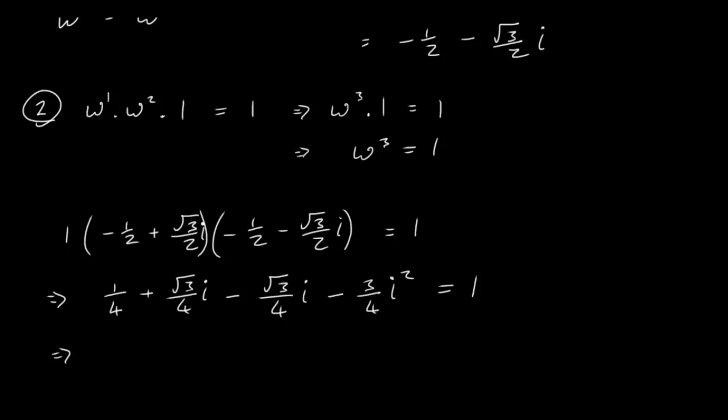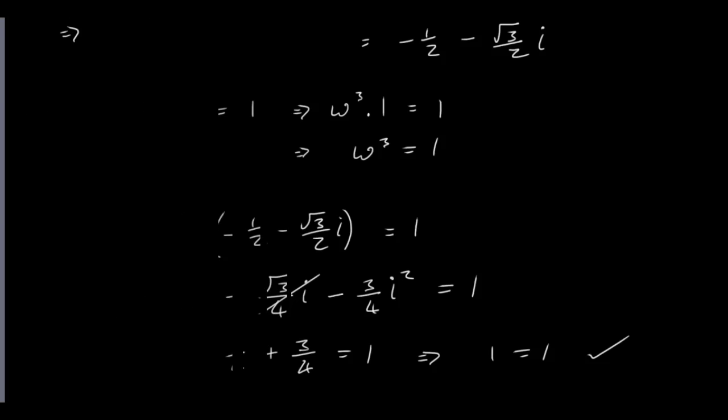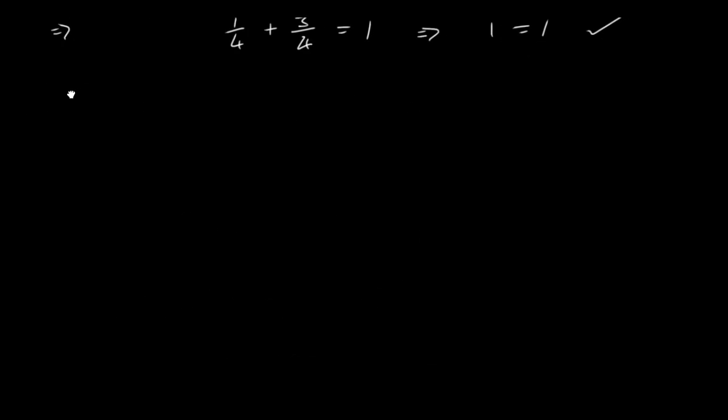So let's see. We have plus root 3 over 4i minus root 3 over 4i here. Here we've got a quarter. And here we've got an i squared, which is minus 1, which means this should be plus 3/4 then, and that's equal to 1. And you can see that that is the case. 3/4 plus a quarter is equal to 1, so that's perfect. So when we multiply our three roots together, we do get 1. That's the second property. So let's have a look at the third property then that I want to look at.